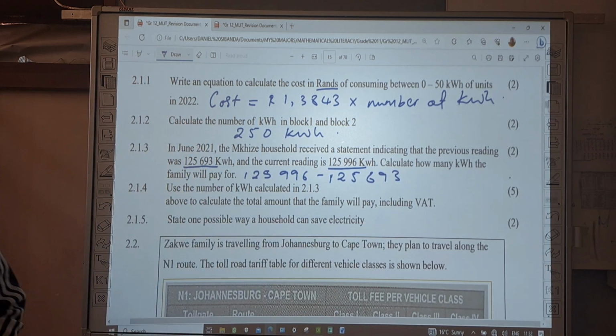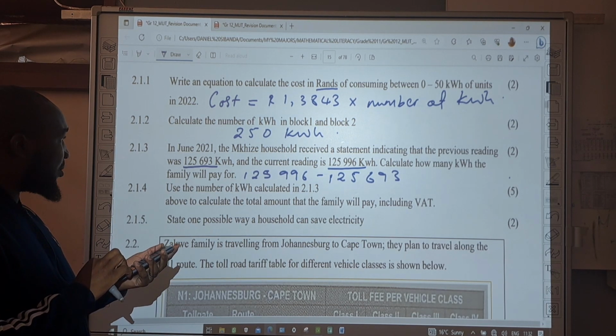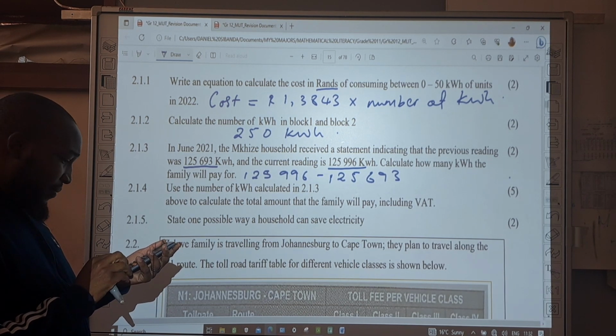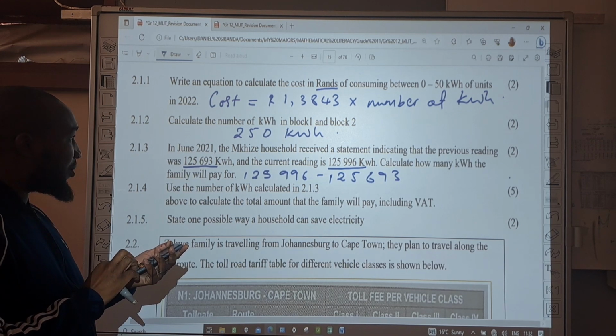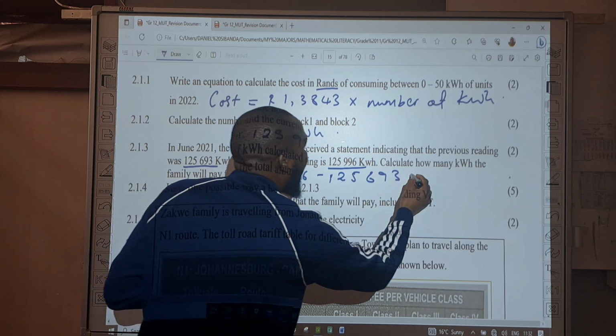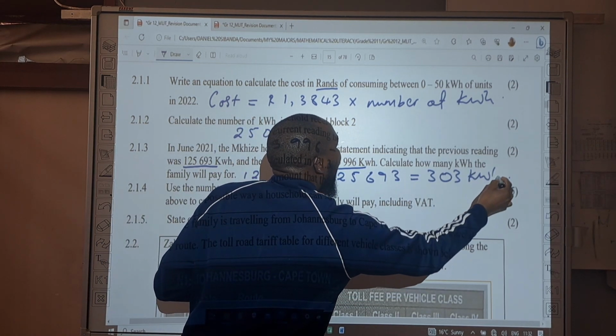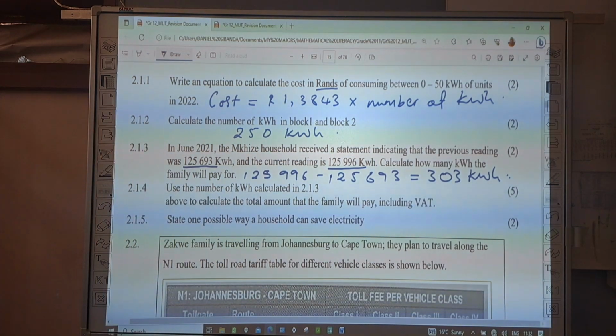Then if you are to use your calculator with that one, 125,900 minus 125,693, then this will give us 303 kilowatt hour. This is how much units they should have used in that given month.